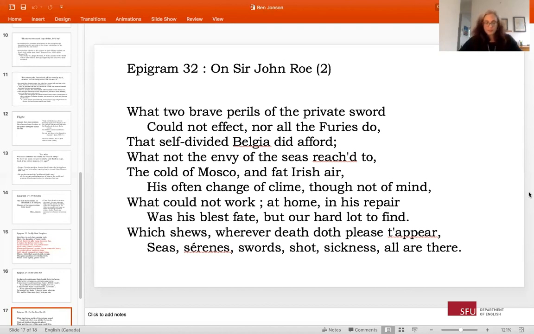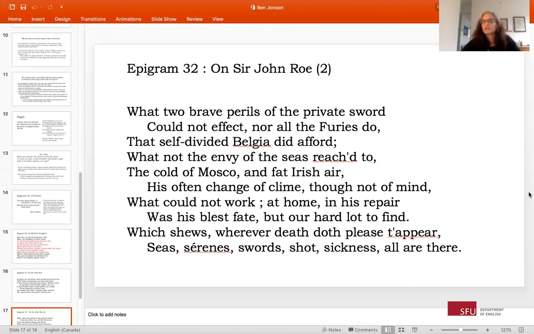And you'll note the poetic devices that Johnson uses here. He uses alliteration, the way he repeats the S sound in the last line and a half, although in fact it even shows up earlier in line 9 with "shows." That alliteration, the repetition of sound, creates emphasis, and the repetition of certain sounds creates certain meanings. So that alliterative S suggests a snake-like quality, implying slyness and danger. And that last line simply hisses and slithers: "wherever death doth please to peer, seas, sirens, swords, shot, sickness, all are there."